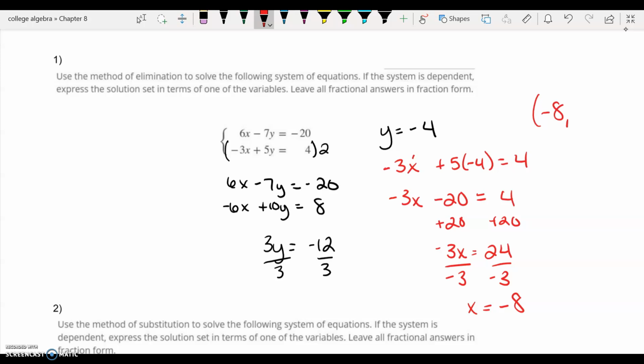And then you're going to have to write your answer like this. So that's using elimination.